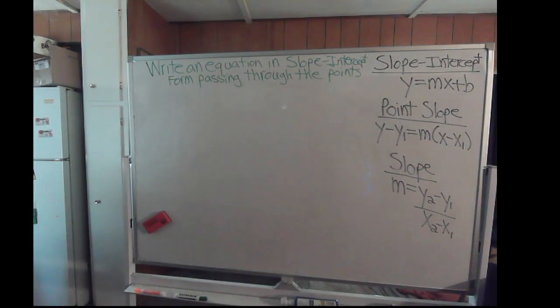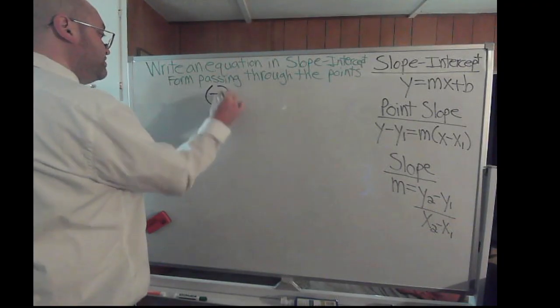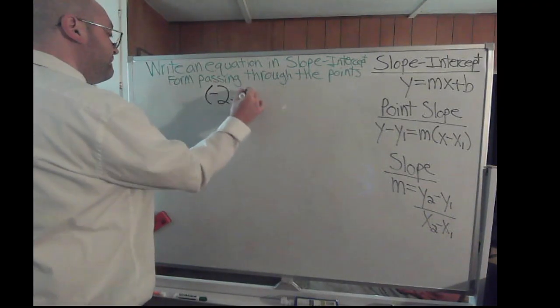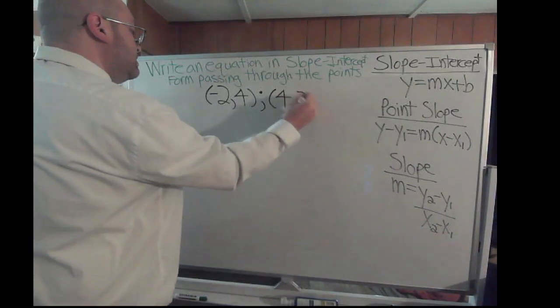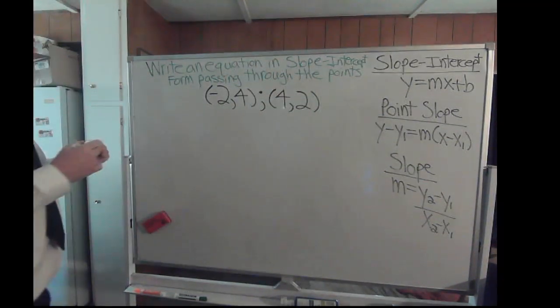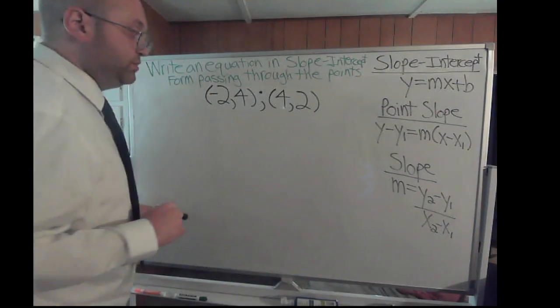Okay, I have about 7 more, then we're done. Let's see, negative 2, 4, and then 4, 2. So this particular line passes through the points negative 2, 4, and 4, 2.